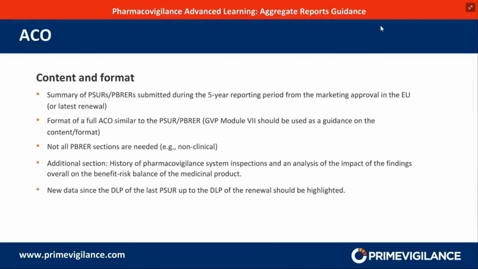So content and format of the ACO are very similar to the PBER or PSUR, and it is actually recommended in the guidance documents on renewals that the GVP Module 7 for PSURs should be used as a guidance when preparing the ACO. Some sections are not necessary, for example, the non-clinical section, but on the other hand, there is some additional information that is needed, such as the history of pharmacovigilance system inspection. So this is routinely not included in PBERs.